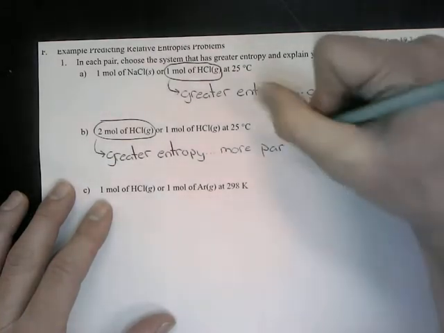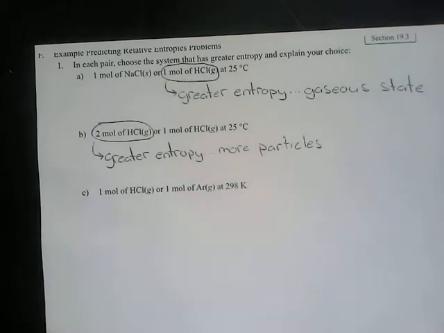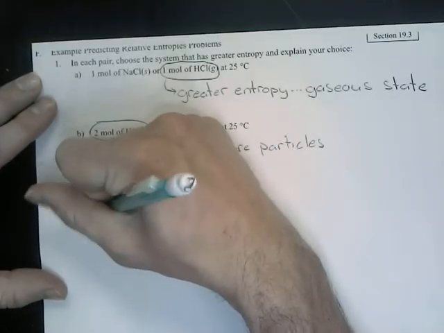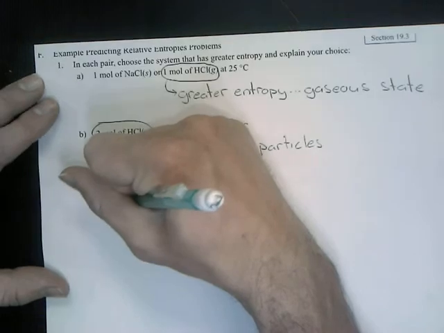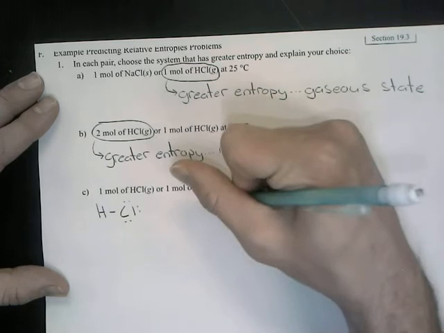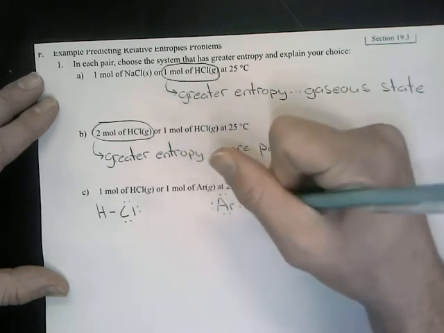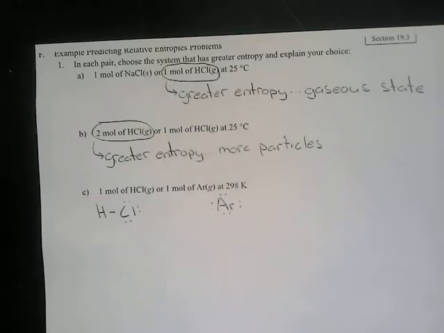Now we get down to this one. This one's kind of tricky because both of them are gases, so we can't rule out states of matter. Both of them are 1 mole, and so now we get to this item here. Now I'm going to draw this as our structure. So we would have HCl if we drew what we call a Lewis structure, HCl, as this, and argon, which would look like this. Now, argon does not have as many degrees of freedom, and as a result is going to have less entropy.